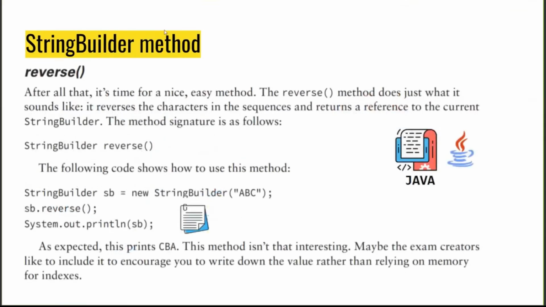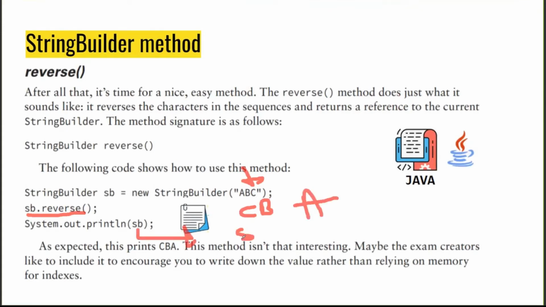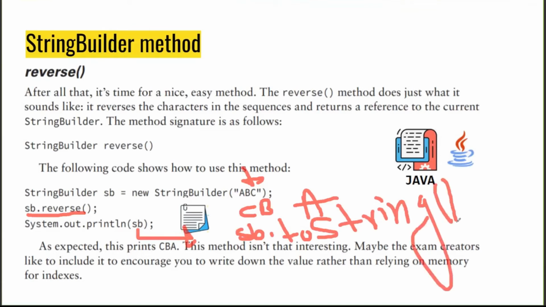Reverse. In StringBuilder we have a reverse method. You see, StringBuilder ABCD, and if you call reverse, Manisha, your string will be reversed to DCBA in memory, right? And if you want to print it, you have to call SB. When you print SB, SB will call internally which method? The toString method. I told you, whenever you print the reference of an object, it will call its toString method. Done.